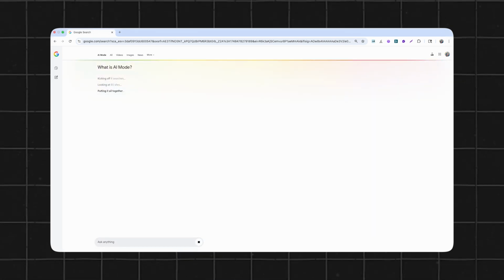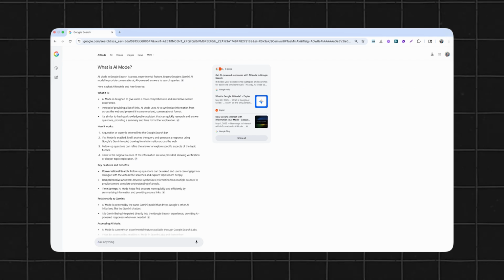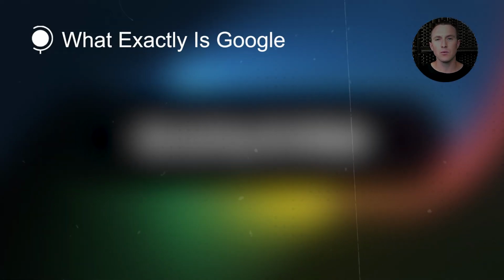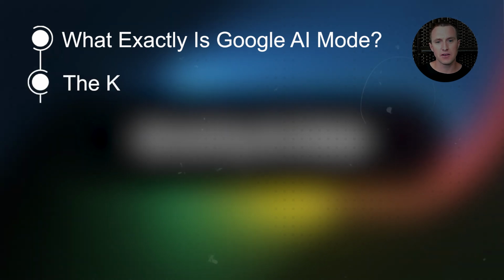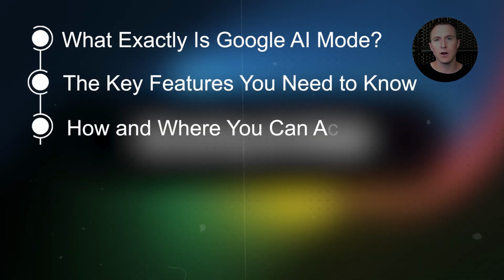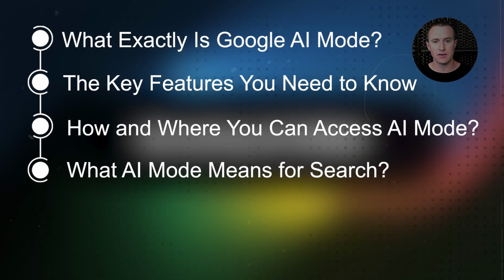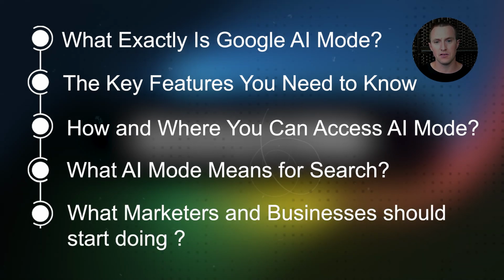And my speculation is that this has probably been in the making for quite a while, especially after ChatGPT first threatened Google's search dominance a few years ago when ChatGPT was released in November 2022. So in this video, we're going to dive into Google's AI mode, where we'll cover exactly what Google AI mode is, some of the key features you need to know, how and where you can access AI mode, what AI mode means for search, how it will affect Google search, what marketers and businesses should start doing now, and how I will be thinking about AI mode in my own work moving forward.